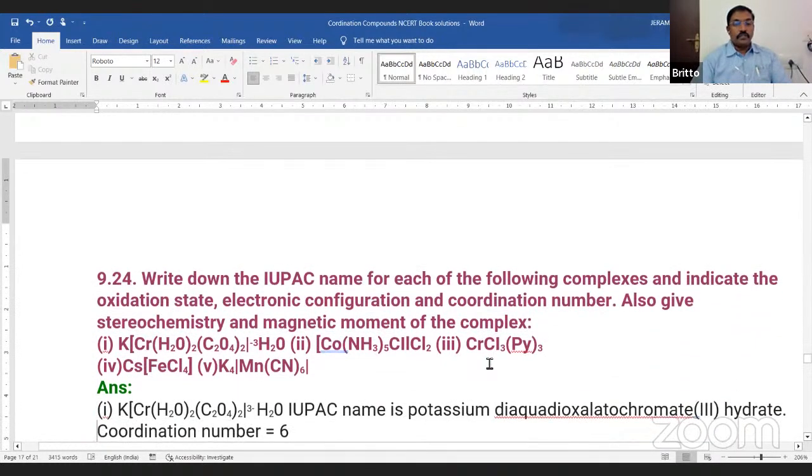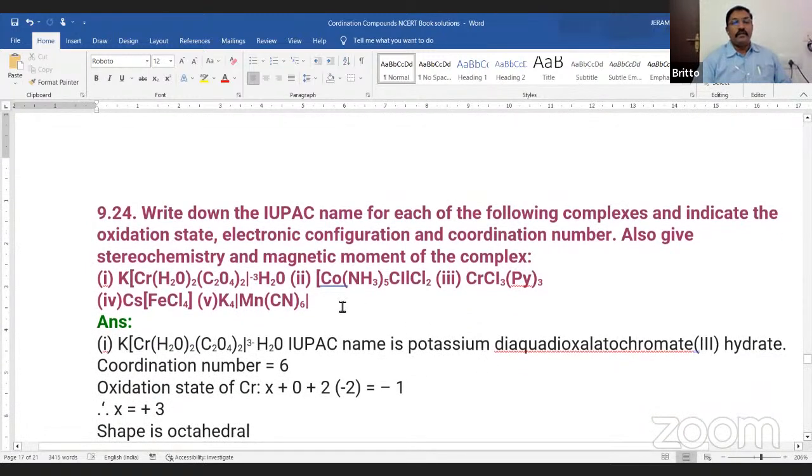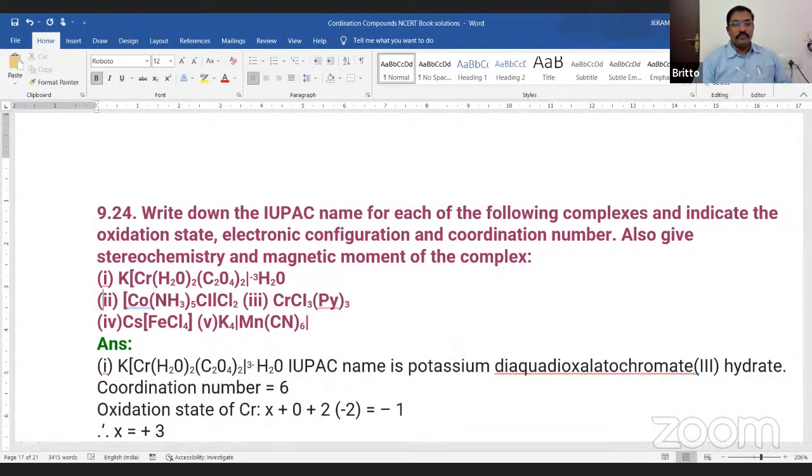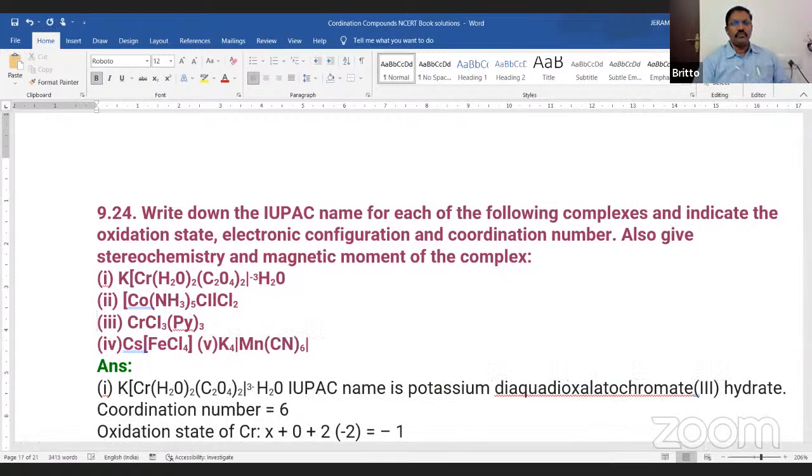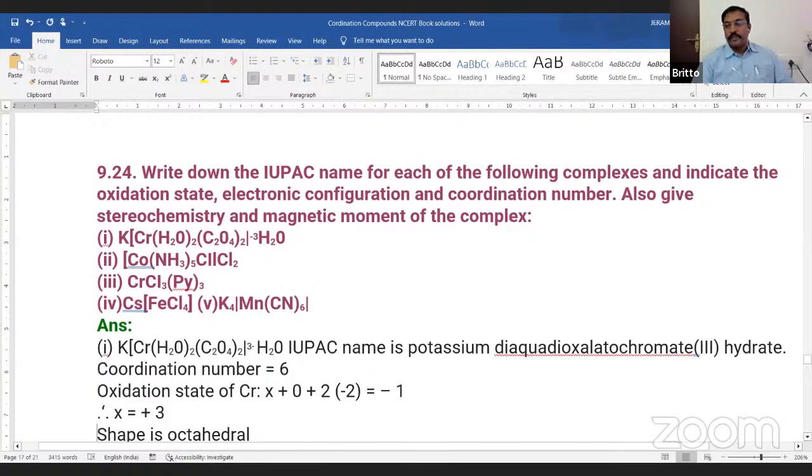Next one. Now look at this one. Write down the IUPAC name for each of the following complexes and indicate the oxidation state, electronic configuration, and coordination number. Also give the stereochemistry and magnetic moment of the complex. So just like the previous one, we have to give the IUPAC name, the oxidation state, the electronic configuration of the metal ion, and the coordination number. We were also asked to give the stereochemistry of the complex along with the magnetic moment. Now let us discuss here.